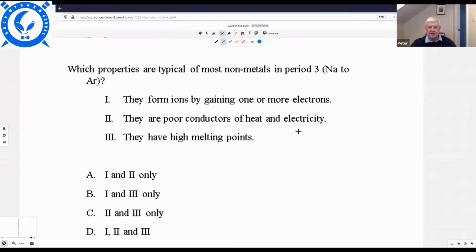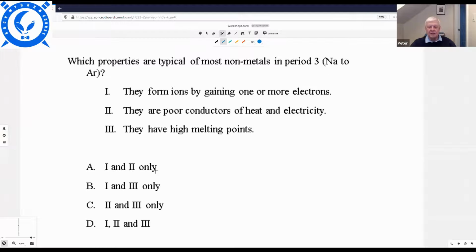So the correct answer to this question is A, 1 and 2 only. Yes, the nonmetals form anions by picking up electrons, and yes, they are poor conductors of heat and electricity. Whereas metals, on the other hand, do conduct heat and electricity quite readily, as we shall shortly see.